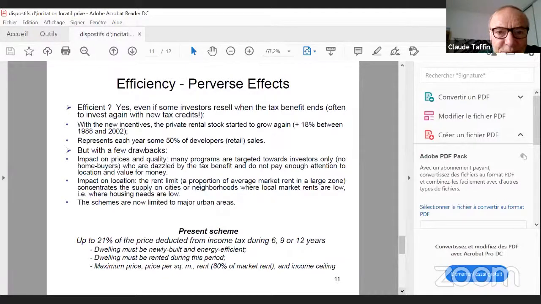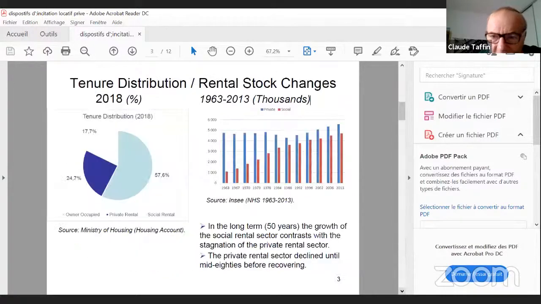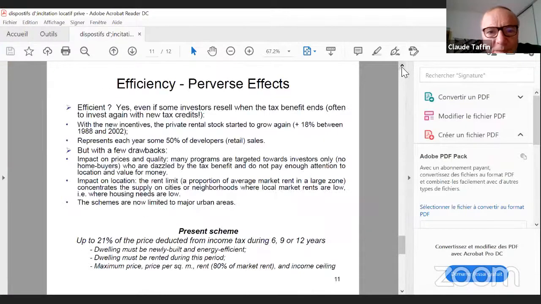So this proved very efficient to increase the number of units. It became very important for developers because it's approximately half of the production of developers. And there are a few drawbacks, of course: as it's not for home ownership, but mostly for rental, there are some issues about qualities and prices.